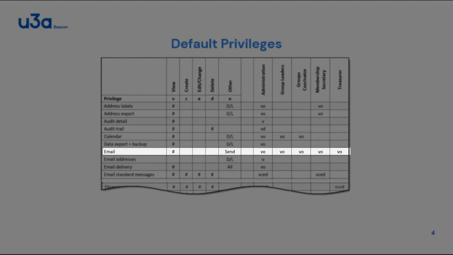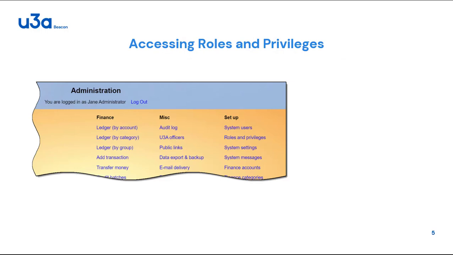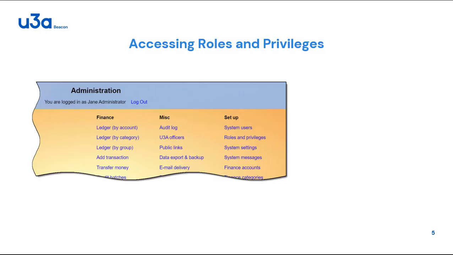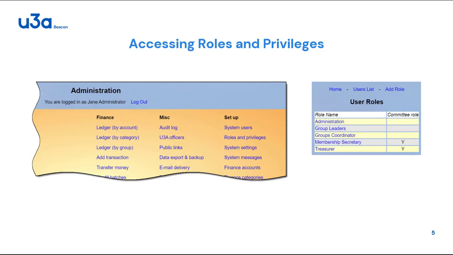and send email. To access roles and privileges in Beacon, select Roles and Privileges in the Setup column at the far right of the main administration menu. This opens the User Roles screen that lists all existing roles. A Y in the right-hand column indicates a role that's on the U3A committee. To edit a role's privileges, click the role name.